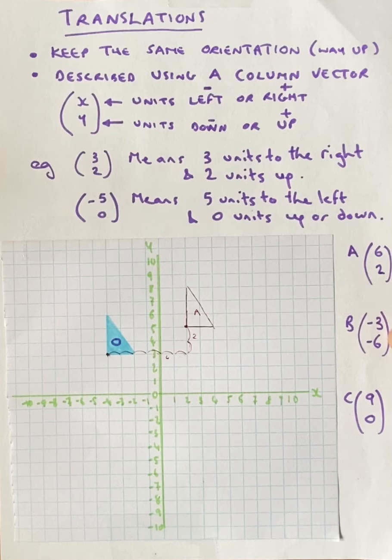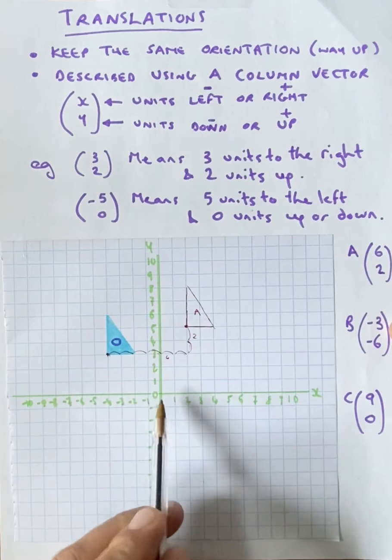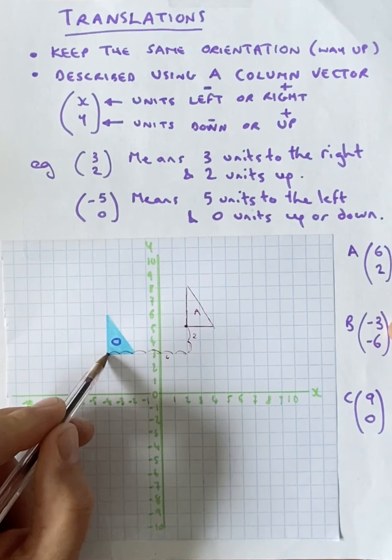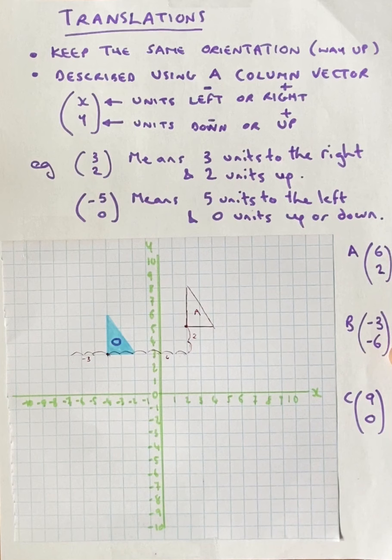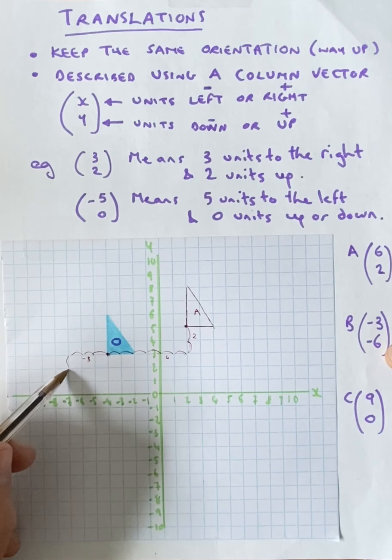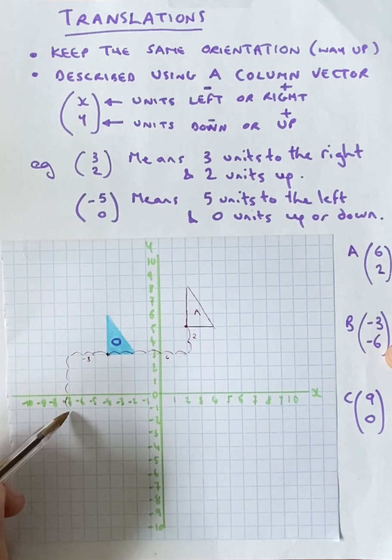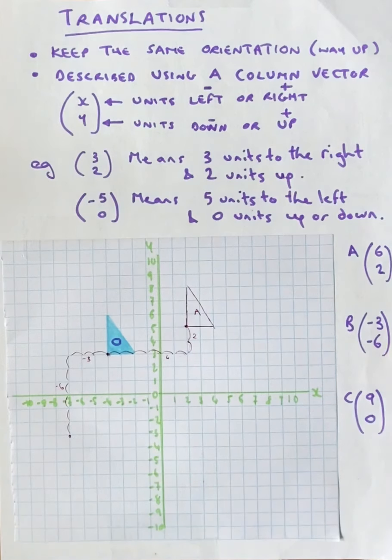Right, for B, we're going to use this column vector, and again we're going to go back to the original object to do the translation. So the first part tells me it's -3, which means I'm going 3 squares to the left. So just like a number line, negatives going down. So 1, 2, 3 squares, so that's the -3. And then the -6 tells me I'm going 6 squares down. So 1, 2, 3, 4, 5, 6. Let's put a -6 to denote what I've done.